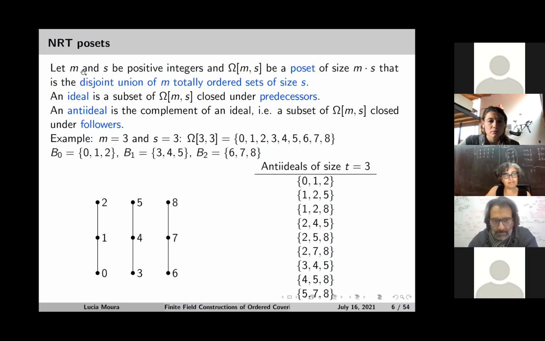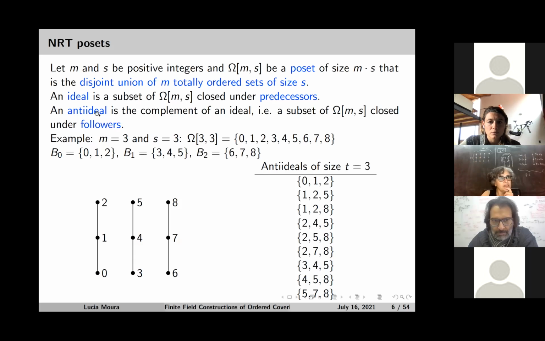I have two positive integers M and S, and I'm going to be looking at a partially ordered set, depending on this M and S, that will have size M times S. But this poset is going to be formed by M chains of length S. Here is an example where I have 3 chains of length 3 on the board. I have an example where M is different from S. Remember that M is the number of chains: 4 chains of length 3 in that example.